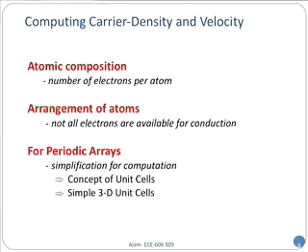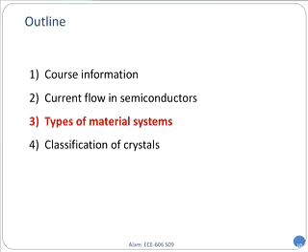So let's talk about the 3 things that determine the carrier density. One is the atomic composition, the arrangement of the atoms, and for periodic arrays like crystals, the concepts of unit cells and how they are classified. So different types of material systems. Of course we understand that carrier density could be different depending on the number of electrons you have in a material. Silicon has a certain number of electrons, and then let's say copper has a different number of electrons. So the electrons could be different depending on the original material you have. And so let's start there.